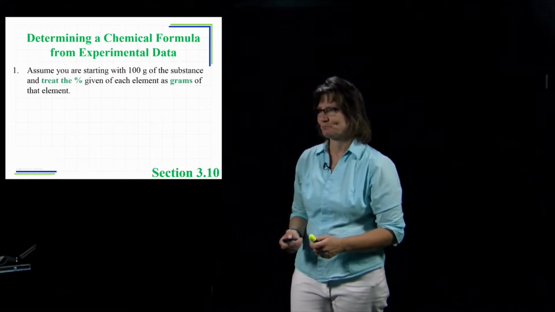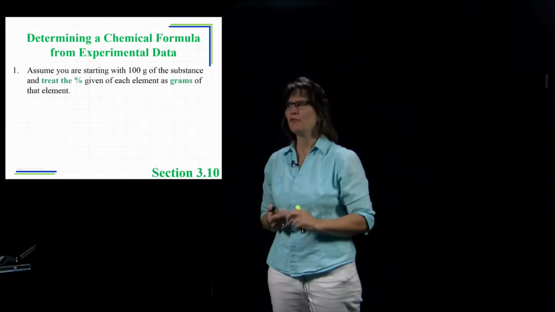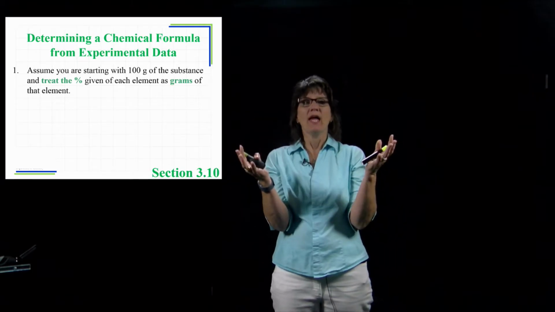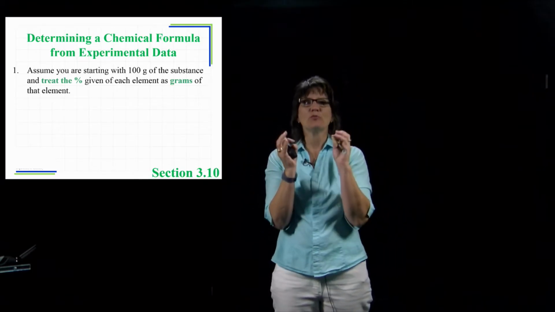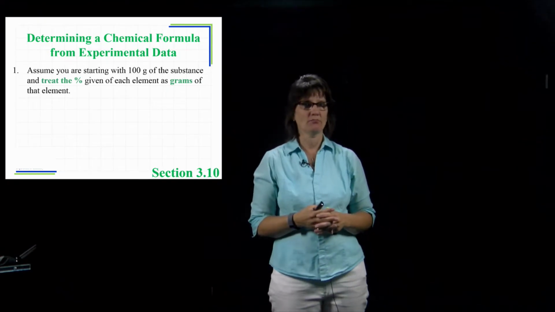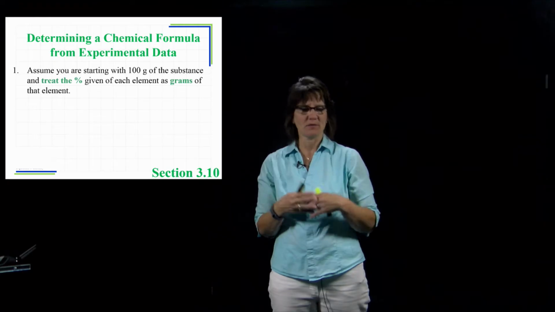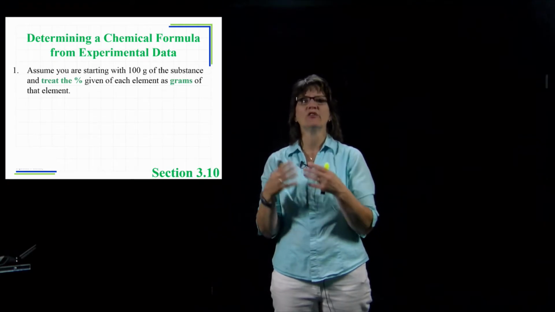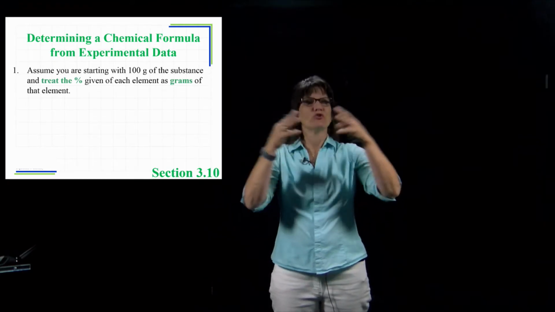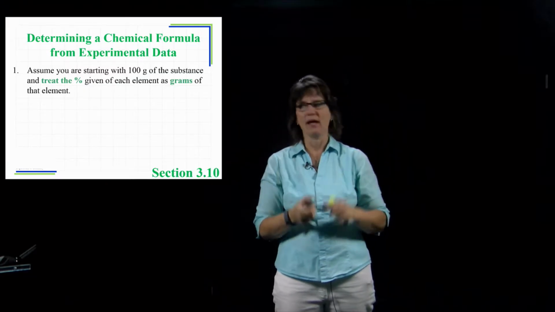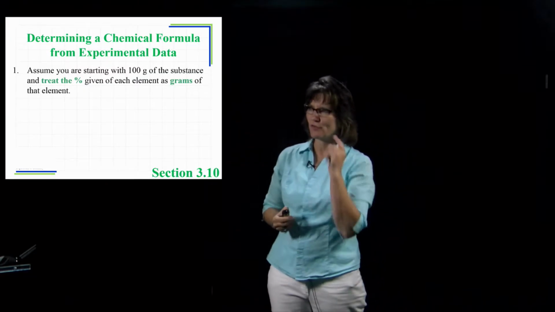Okay, so steps. The first thing that you're going to do is assume that if you have a 100-gram sample and they give you the percents, that those percents can be treated as if they were grams, okay? So if it's 5% hydrogen, that's 5 grams of hydrogen. 20% oxygen, that's 20 grams of oxygen, because you're assuming the whole is 100, and each one of those percents would be how much out of that 100 that you have. Okay, that's the first thing.